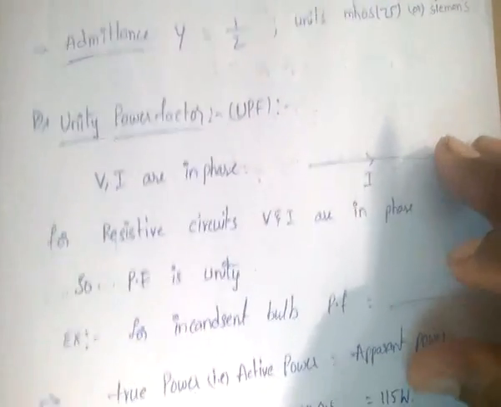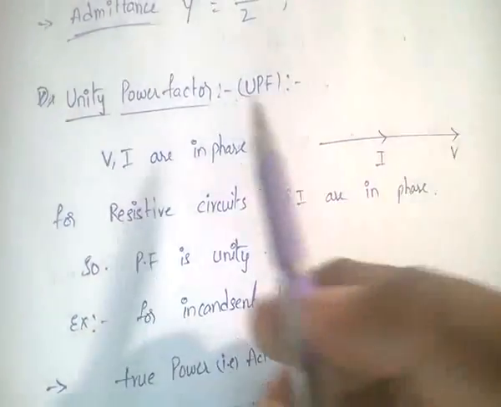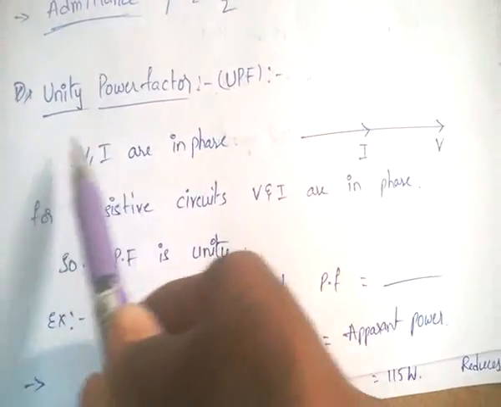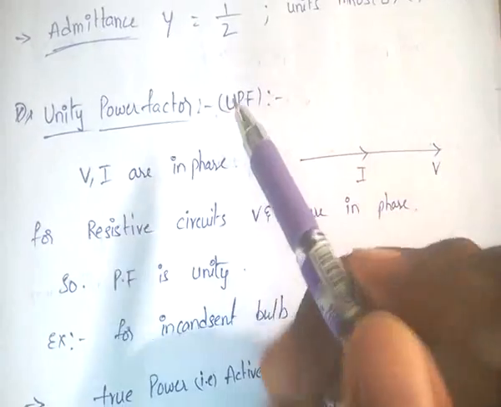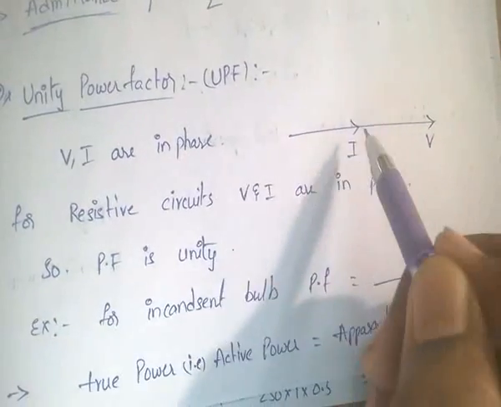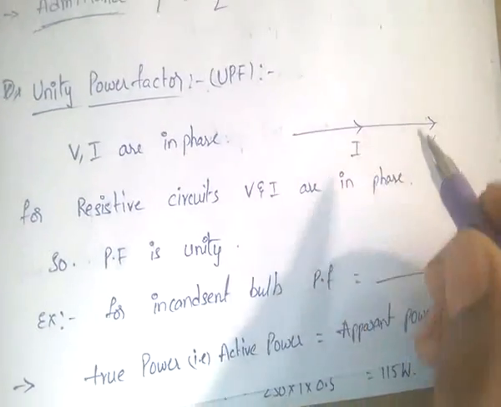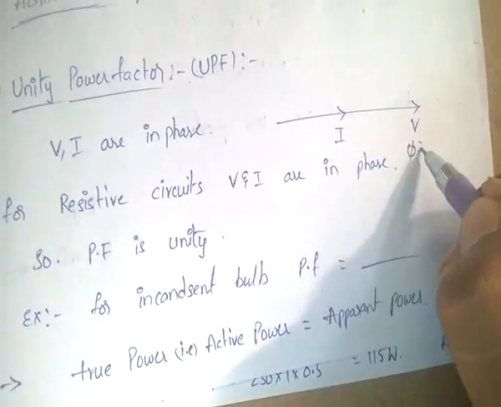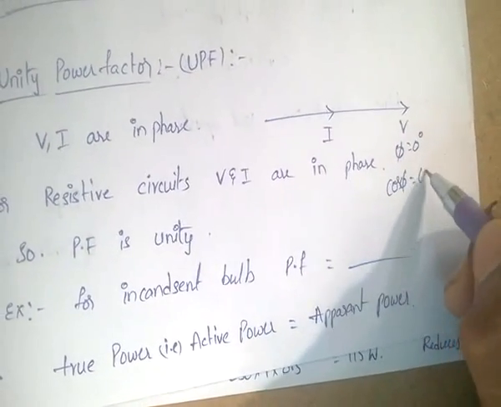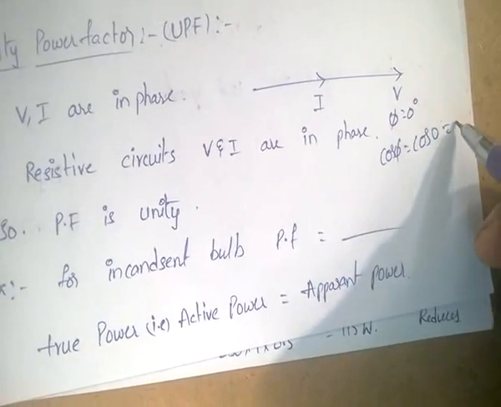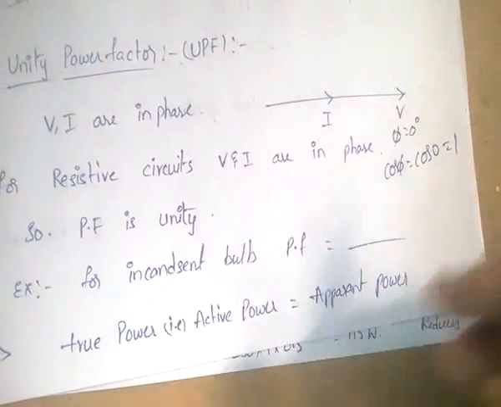Next, different power factors. First one, unity power factor, UPF. What is unity power factor? When the voltage and current are in phase, that is phi equal to 0 degrees. For this, cos phi equal to cos 0, that is equal to 1. So power factor is unity.